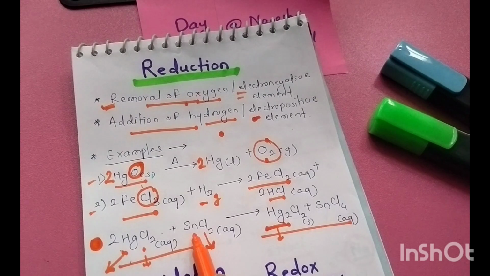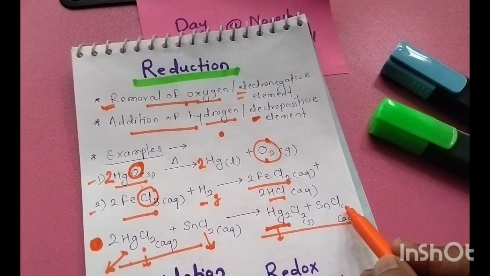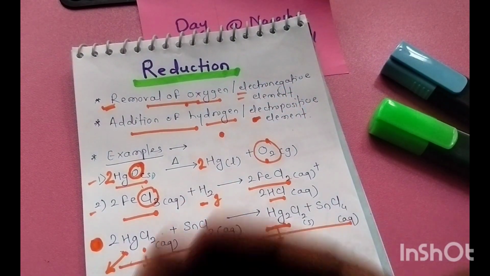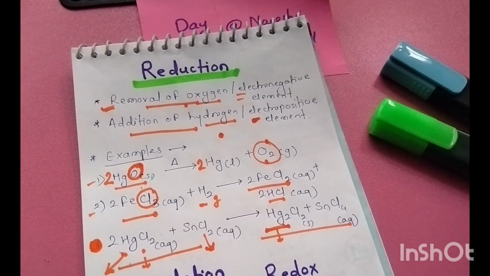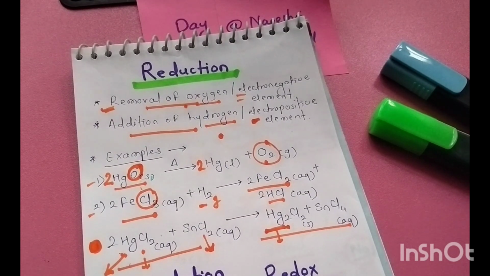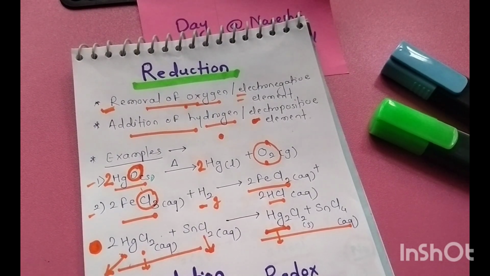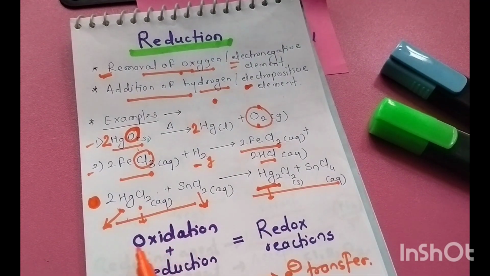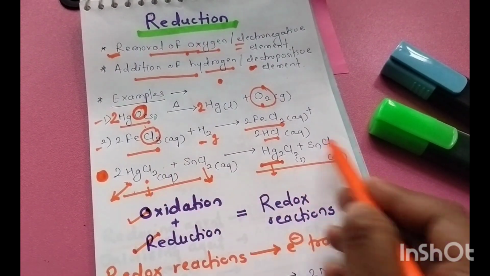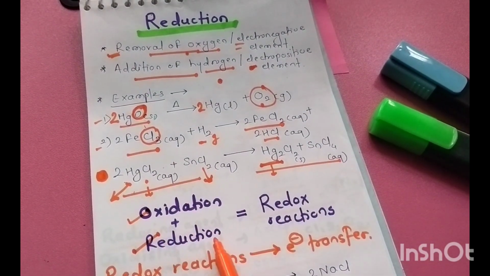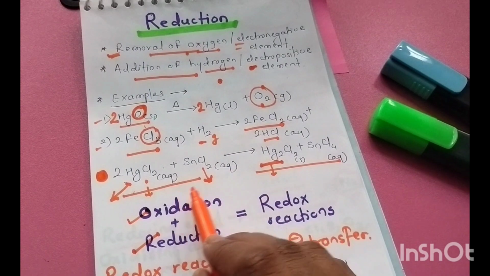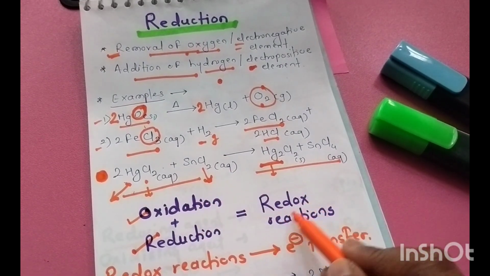But if you see here, SnCl2 turns into SnCl4. Chlorine is an electronegative element and we are adding chlorine. So addition of electronegative element is nothing but oxidation. So this reaction shows us reduction and oxidation simultaneously. That's why these types of reactions are called redox reactions.